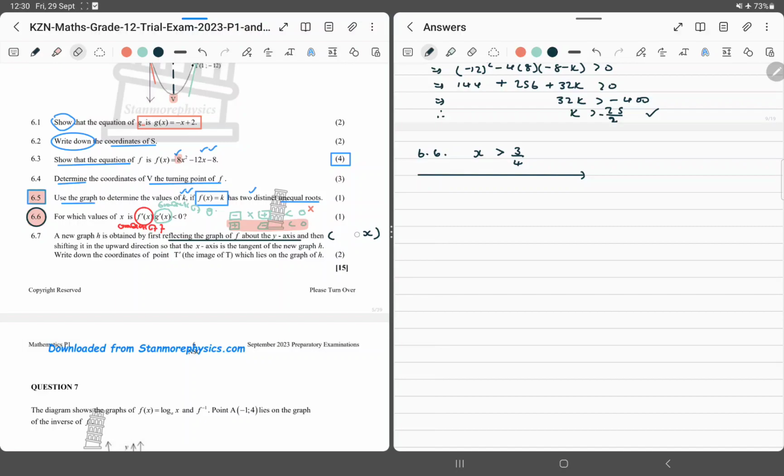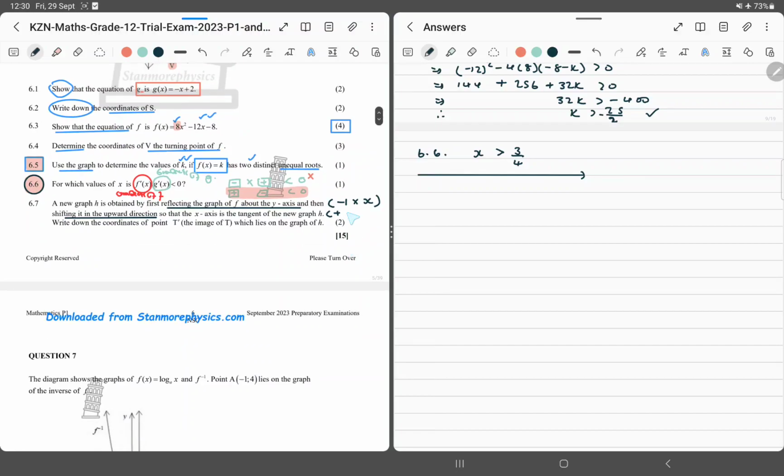So we're going to say -1 multiplied by x. So that means on the graph of f, we multiply all the x values by -1. That's a horizontal reflection. And then it is shifted in the upward direction. So that's a vertical shift. Now for a vertical shift up, we're going to add some value. Okay, we're going to add some positive y values. Or maybe a constant. Let's just say we are adding a constant k.